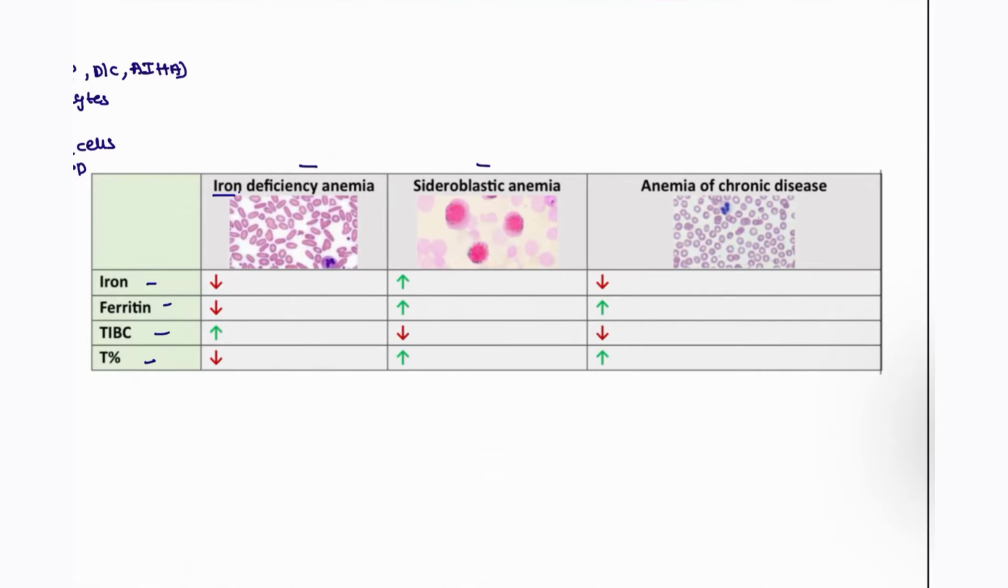Next, anemia of chronic disease. You have to remember, if it is not considered to be IDA or sideroblastic anemia, then you can go with anemia of chronic disease.